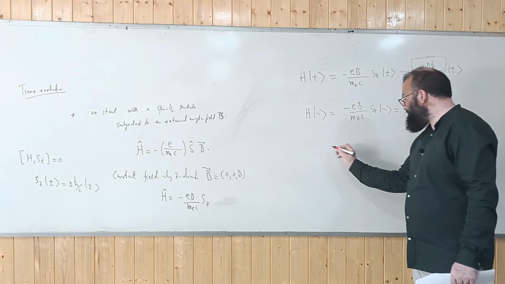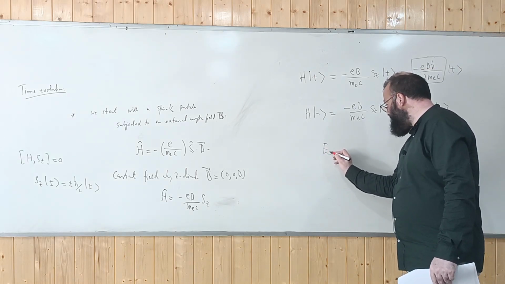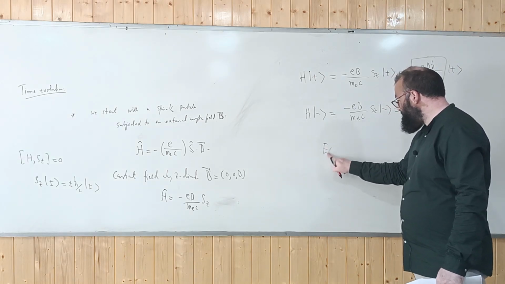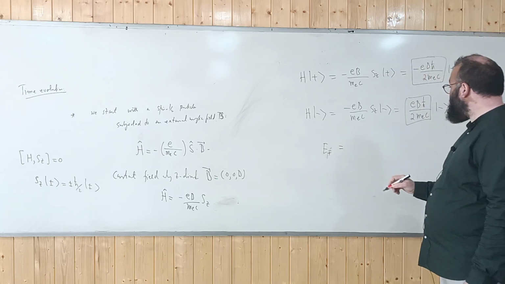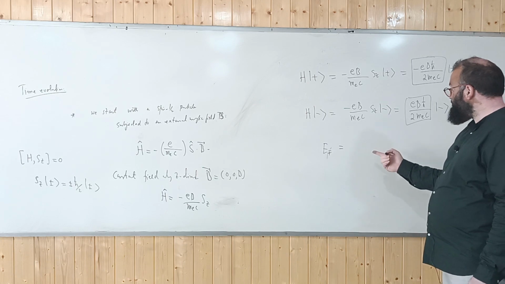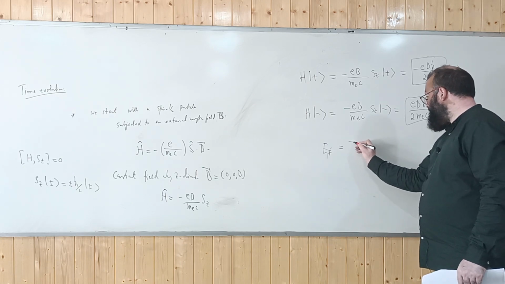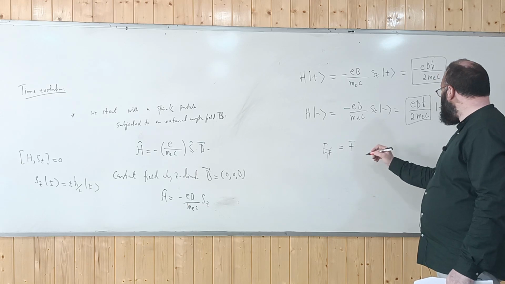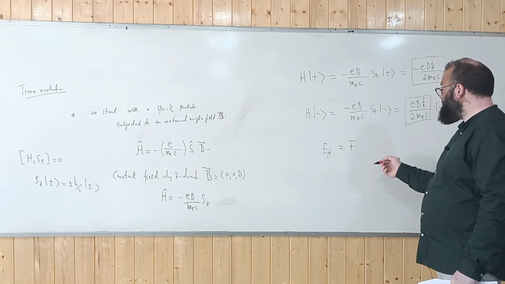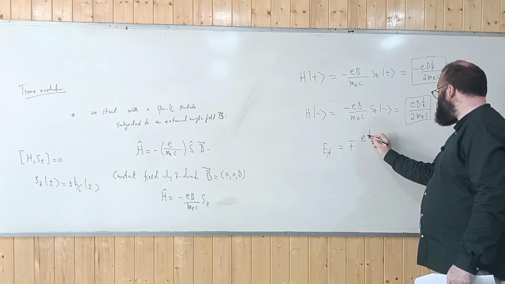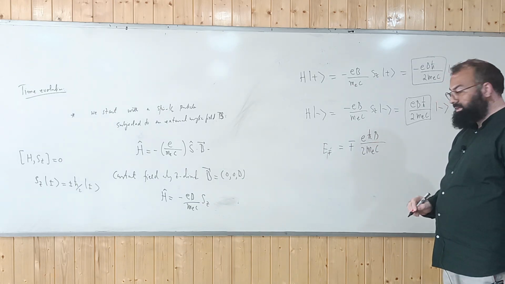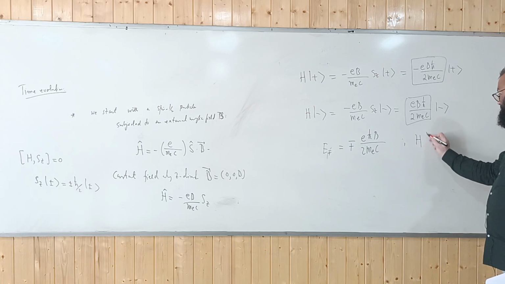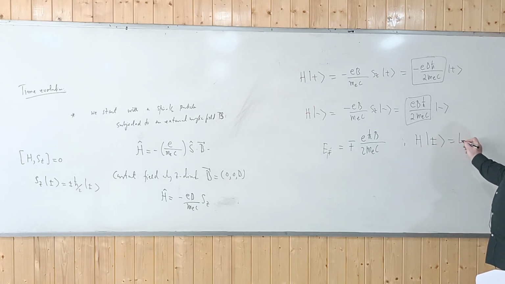Clear? So what are those? E minus and E plus, which are plus and minus eB h-cross divided by 2mec. So I have H acting on plus or minus equal to E minus or plus, times plus or minus.